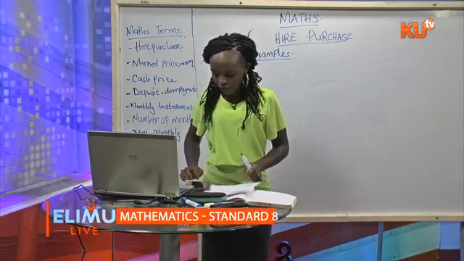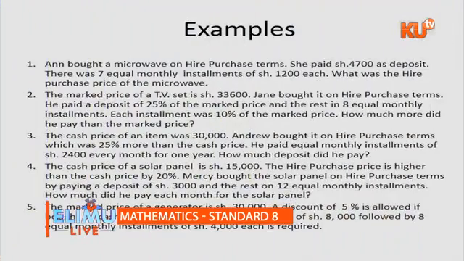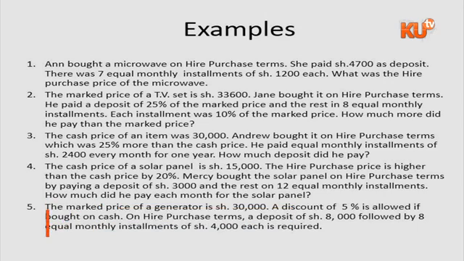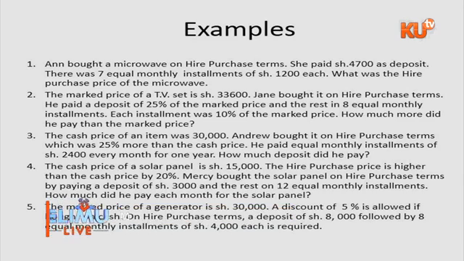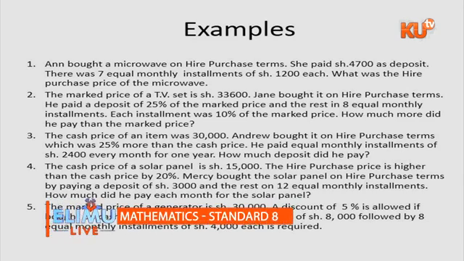So our first example, example number one. Anne bought a microwave on a hire purchase price. She paid 4,700 as deposit. There were 7 equal monthly installments of 1,200 shillings each. What was the hire purchase price of the microwave?